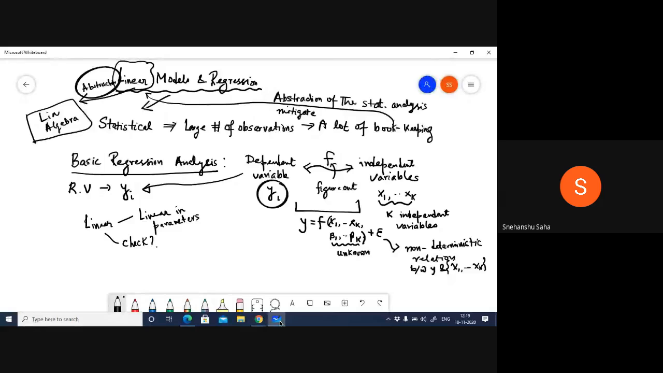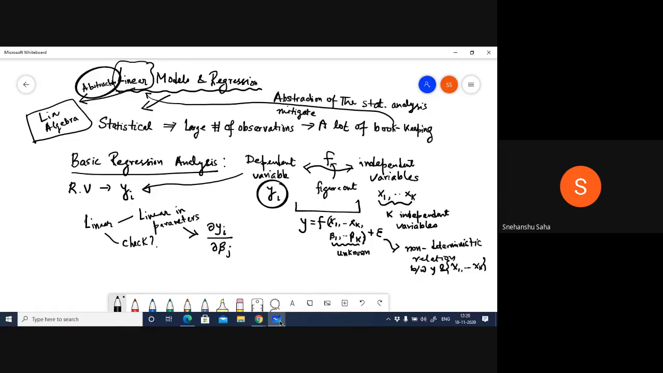So, in order to check whether a model is linear in parameters or not, I need to check del y by del beta j. If this is independent of the betas, we will call this a linear model. Otherwise, it's a non-linear model.